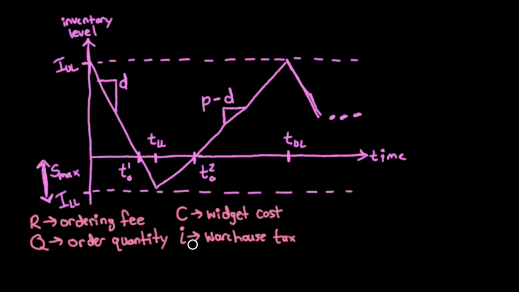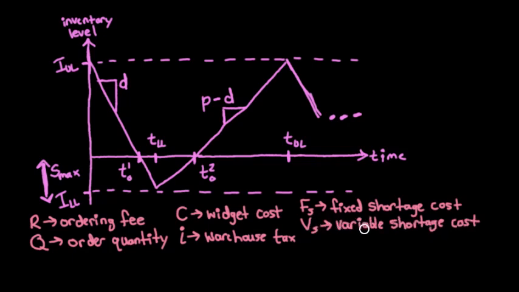This is going to be a percentage that the warehouse is going to charge us for storing our widgets there. We have FS, which is our fixed shortage costs. This cost does not change over time. We have VS, which is our variable shortage cost. This cost does change with time. And finally, we have TC, which is going to be our total inventory cost per unit time. So each week or each month, how much are we actually paying to run this inventory?